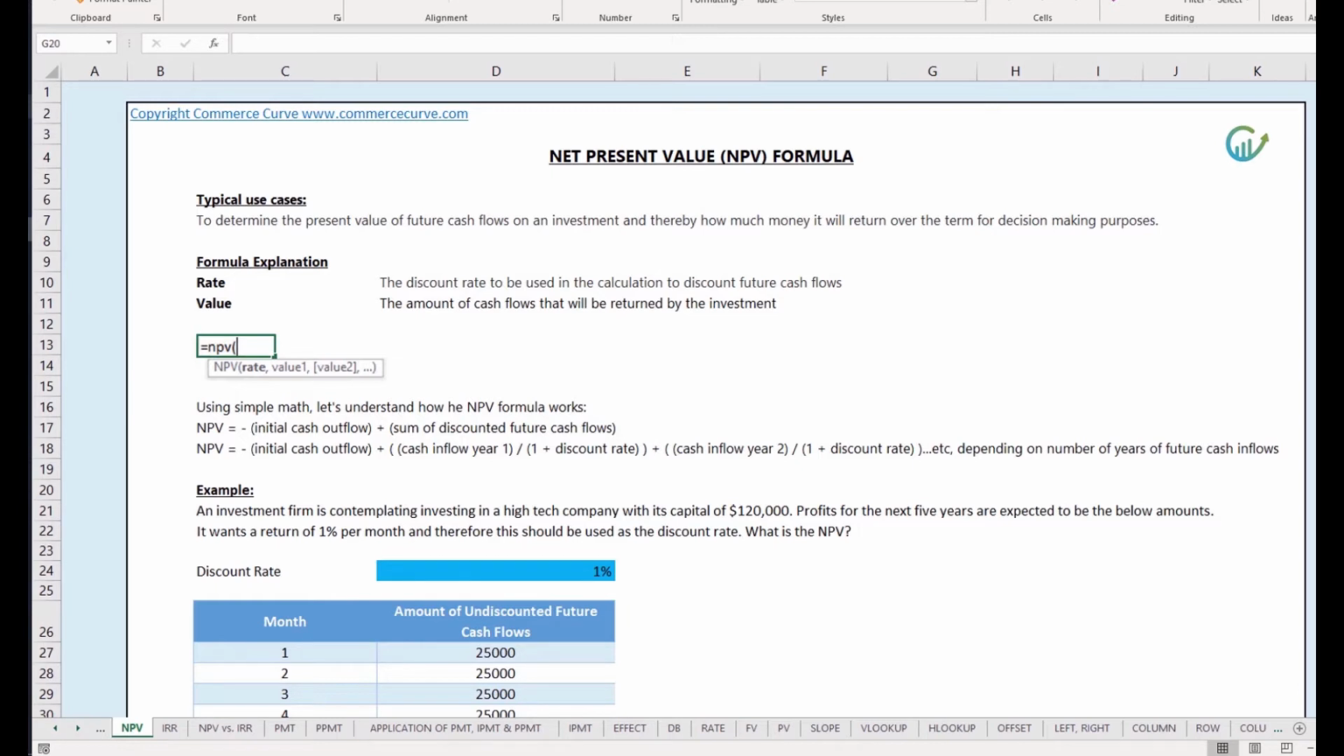So the NPV is equal to the negative amount of cash outflows plus the cash inflow in year one divided by 1 plus the discount rate, and then you add in year two and so on. So for year two, you'd add the cash inflow for year two, divide that by 1 plus the discount rate, and so on, depending on the number of years of future cash inflows the project will yield.